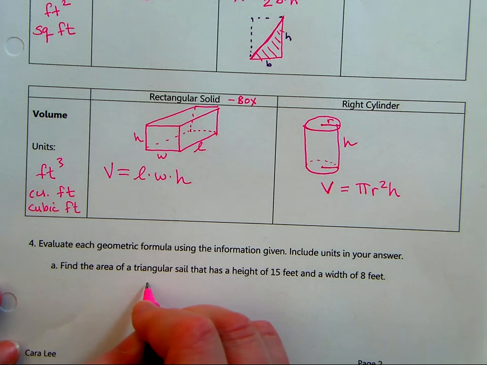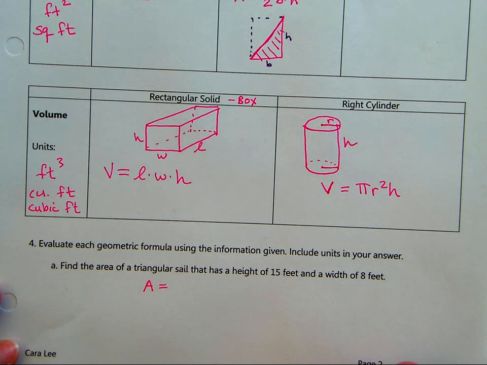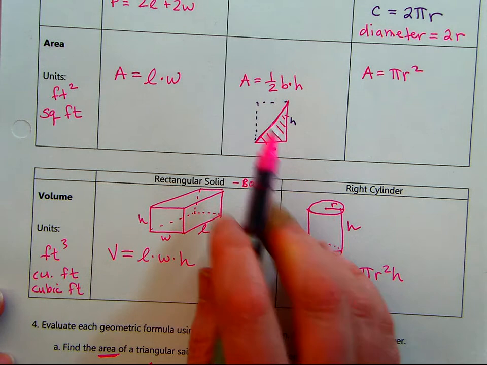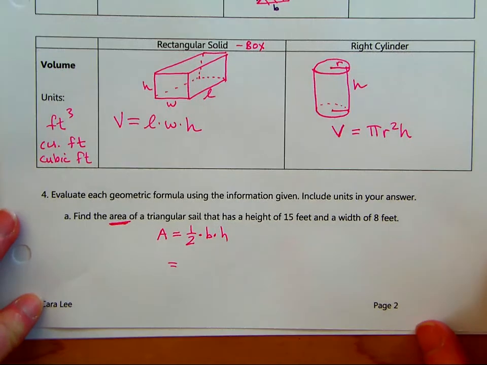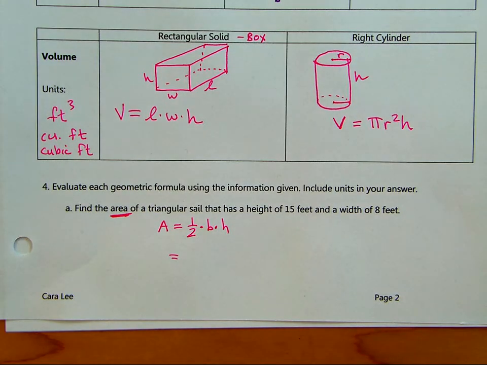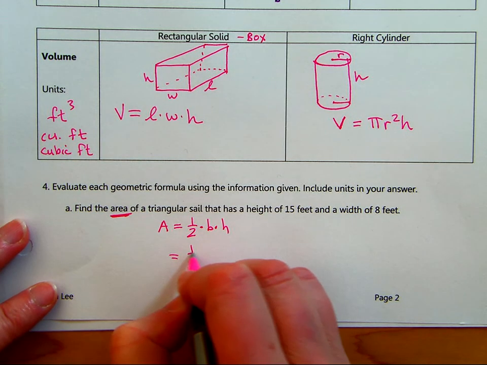Okay, so I'm going to write the formula out first. This is area, so 1/2 base times height. You can put the dots for multiplication or not, either way. And then we can evaluate. So now we're practicing our evaluating, plugging in 15 and 8. So I guess width would be base. It doesn't really matter. Height is 15, but I'll do it that way.